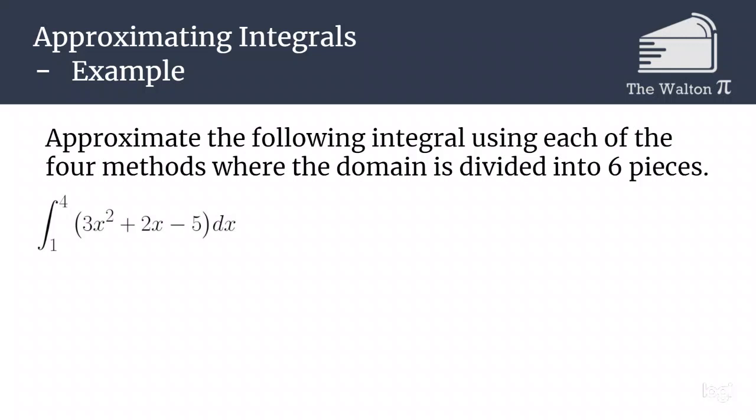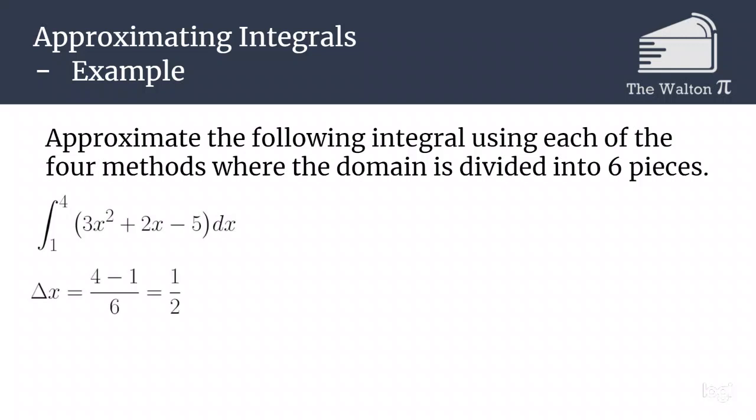So let's go through an example now. Let's try and figure out what approximately the integral from 1 to 4 of 3x squared plus 2x minus 5 would be, where we are breaking this domain up into 6 pieces. Now, the reason I am doing this function as opposed to e to the x squared or something like that is we can actually evaluate what this integral is, so we can see that these approximations are actually going to be close to the actual answer.